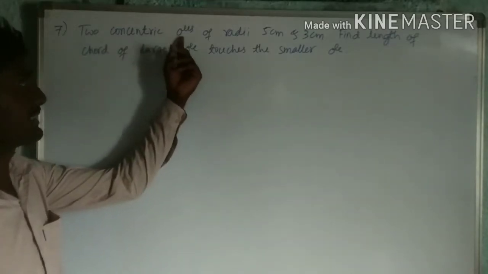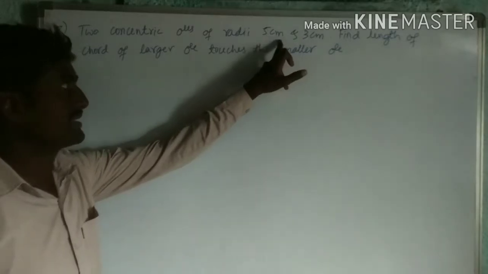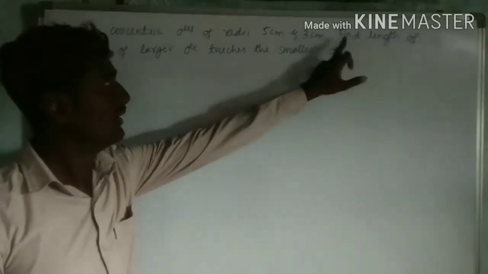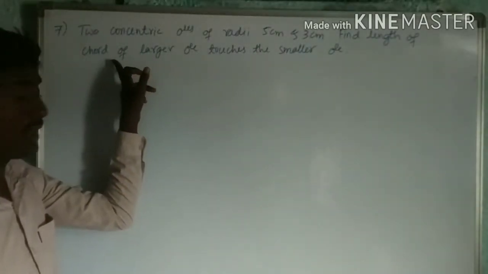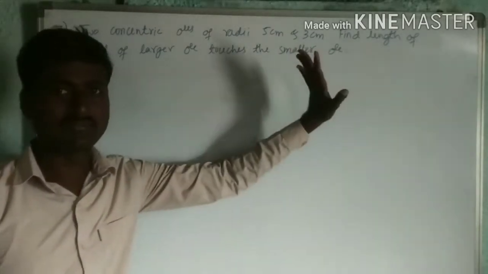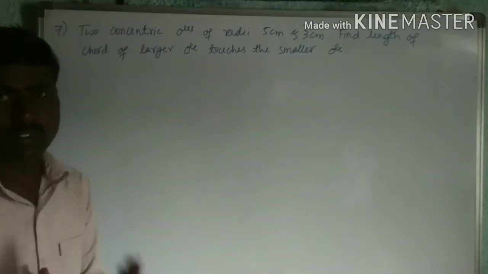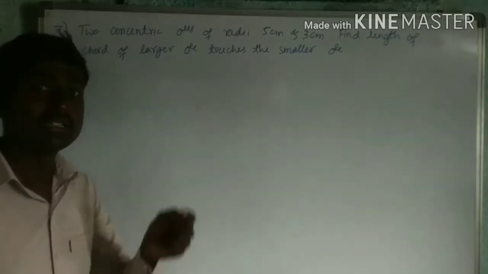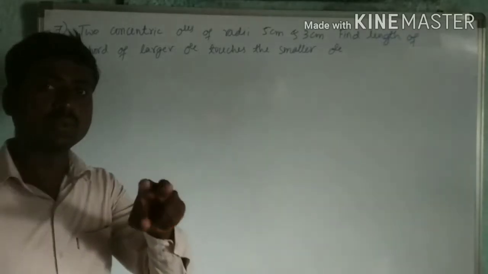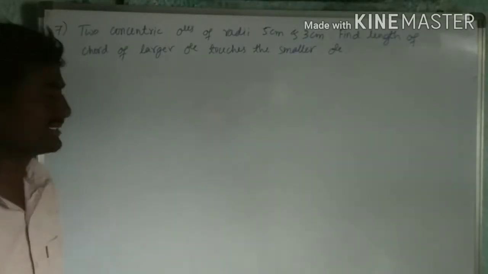Two concentric circles of radii 5 centimeter and 3 centimeter. Find the length of the chord of the larger circle that touches the smaller circle. So what are concentric circles? If you want to say two circles are concentric, the centers of the two circles must be the same. Then we can say them as concentric circles.